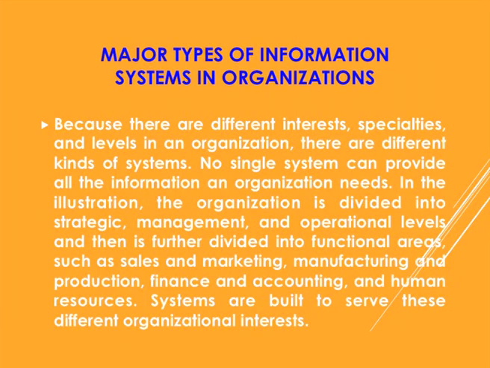Now, look at the types of information systems in any organization, because there are different interests, specialties and levels of organization. Different kinds of systems exist. No single system can provide all the information an organization needs. In the illustration, the organization is divided into strategic, management and operation levels, and then further divided into functional areas such as sales and marketing, manufacturing and production, finance and accounting, and human resources. Systems are built to serve these different organizational interests.